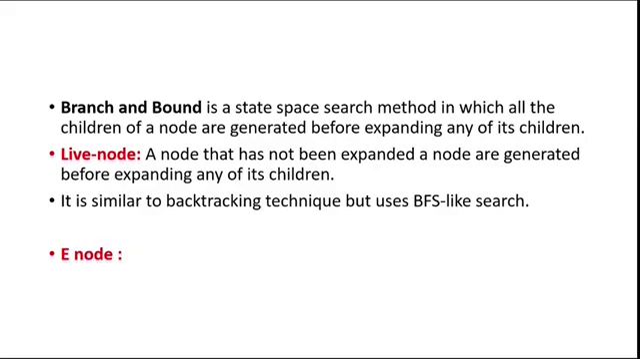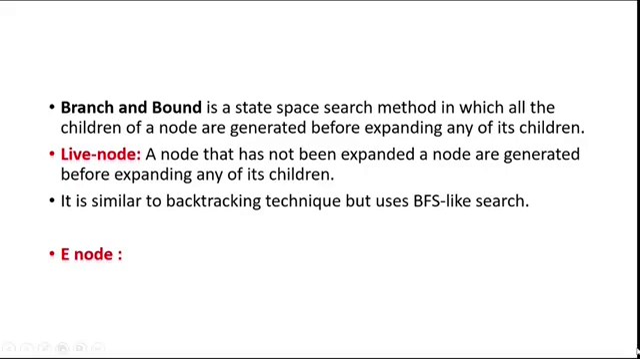Okay, so branch and bound refers to a state space search method in which all children of an E node are generated before any other live node can become an E node. Meaning, in branch and bound we will name the nodes. First is the live node, second is the E node.